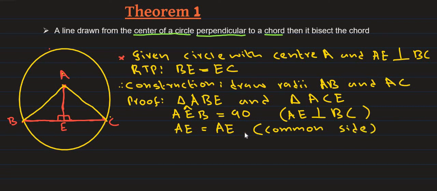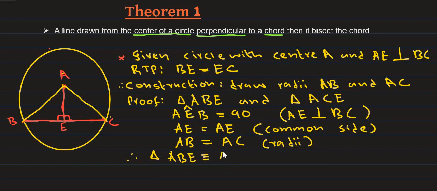Then AB equals AC, they are radii. We prove the congruence condition, and therefore we conclude that triangle ABE is congruent to triangle ACE.